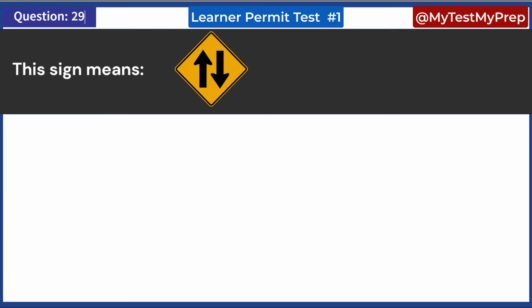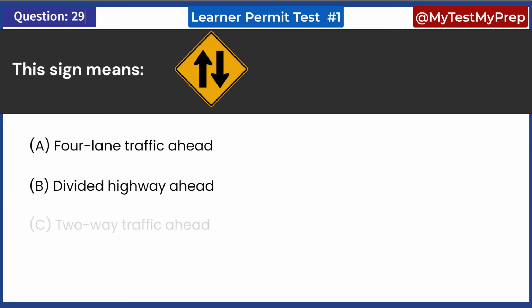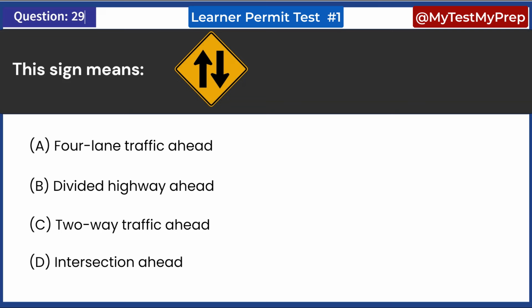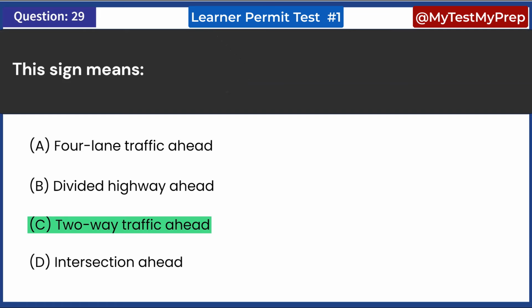This sign means: A. 4-lane traffic ahead. B. Divided highway ahead. C. 2-way traffic ahead. D. Intersection ahead. Answer: C. 2-way traffic ahead.